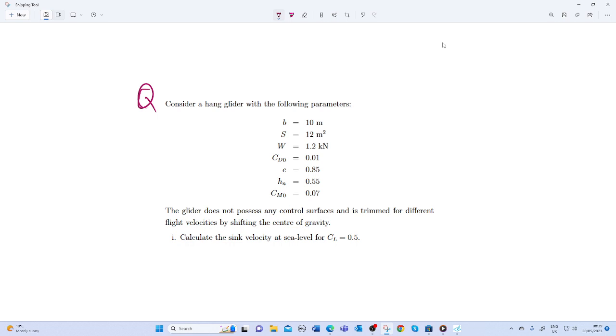Now, the glider does not possess any control surface and is trimmed for different flight velocities by shifting the center of gravity. Now, calculate the sink velocity at sea level for the coefficient of lift of 0.5.